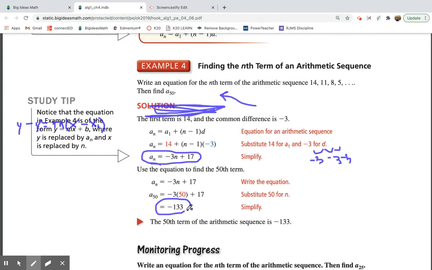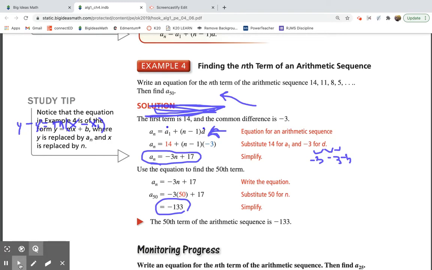So the 50th term is negative 133. Okay, so it's not as complicated as it looks. You're going to start with this equation on all of these, so you need to get that memorized. a sub n equals a sub 1 plus n minus 1 times d. The only two things you replace are the d for the common difference and a1 for the first term.